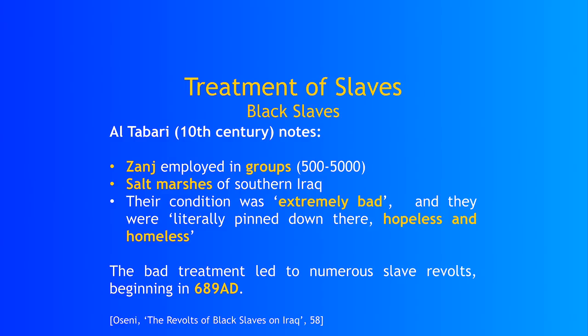He said that the Zanj were employed in groups of 500 to 5,000 in the salt marshes of southern Iraq. Their condition was extremely bad, and they were literally pinned down there, hopeless and homeless. The bad treatment, of course, led to numerous slave revolts. So even Tabari in the 10th century was saying that this was quite normal.